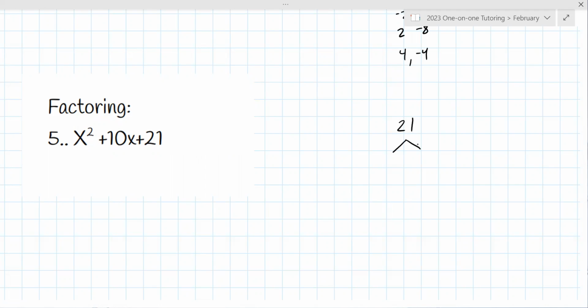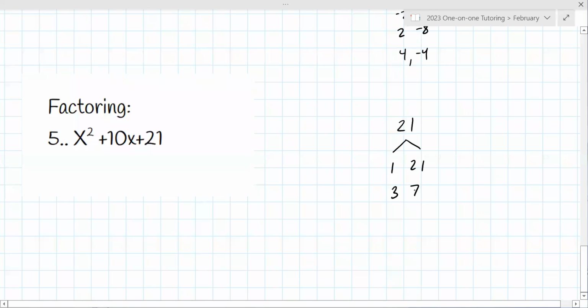So 1 and 21. I'm pretty sure that's the only factors. Other than, let me think. Can I look it up? Sure, you can use whatever you need.